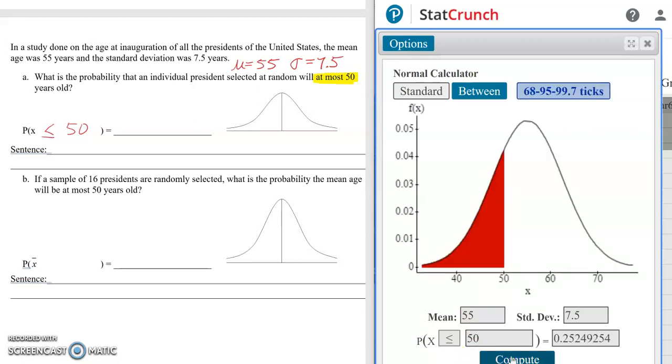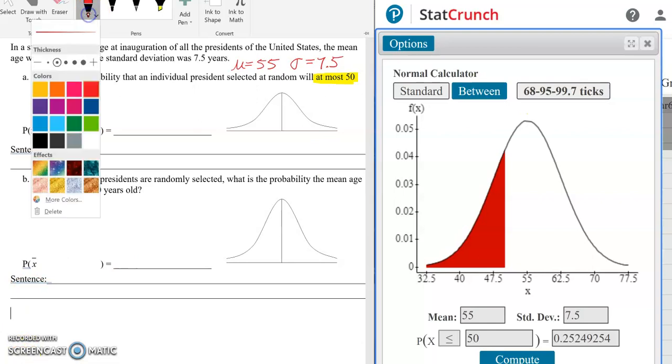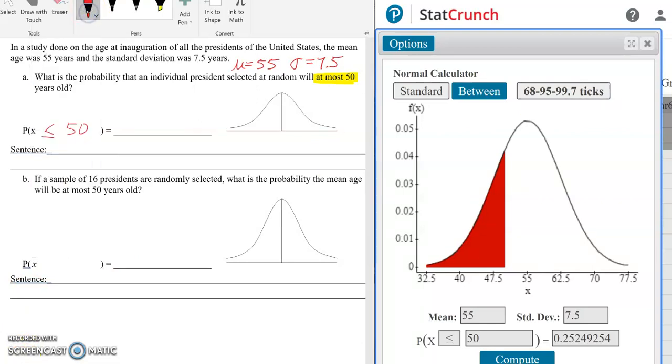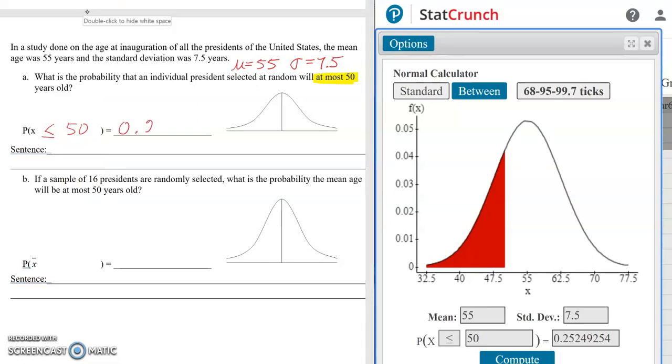It gives us several different parts to this problem. The first part is the graph, and we're going to have to draw this curve. In order to draw the curve with our current mean of 55 and our standard deviation of 7.5, we're going to click the 68, 95, 99.7 tick mark, and that will display our answer. From here, we can tell that our probability answer is 0.2525, rounded to 4 decimal places.